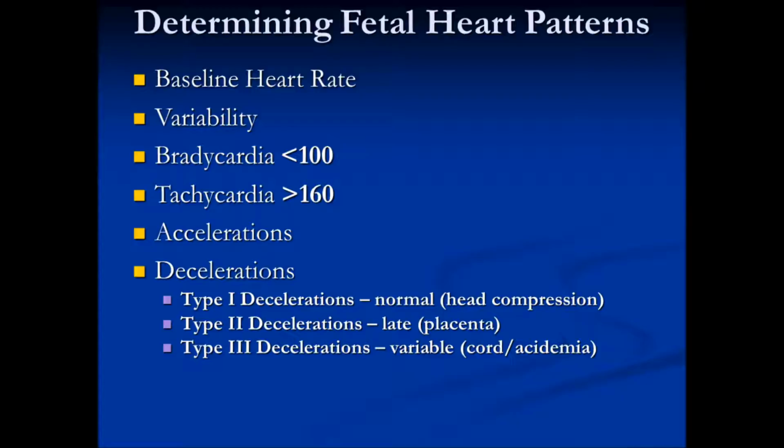Now, type 3 decelerations are independent of uterine contraction, which is opposite of type 1. Type 1 goes closely with uterine contractions. Type 3 has no relation to the uterine contractions. They are random in their onset, random in duration, and they are random in severity.